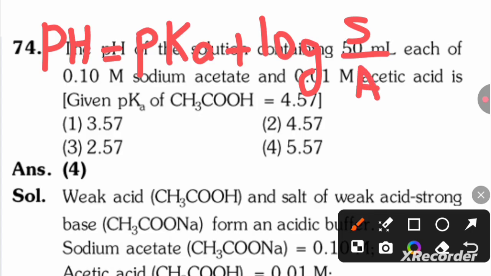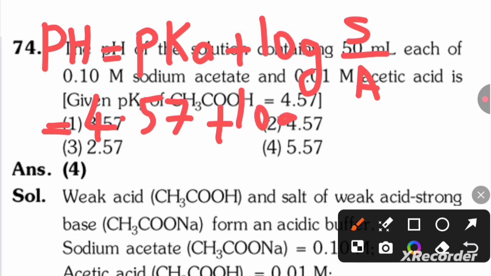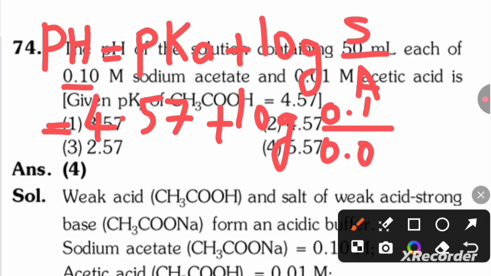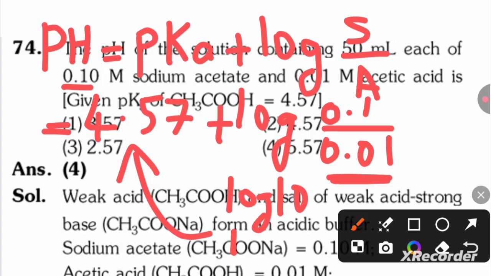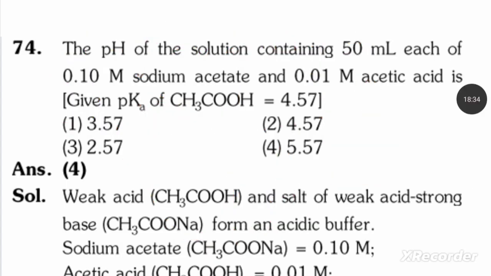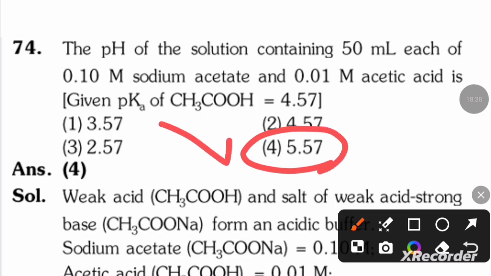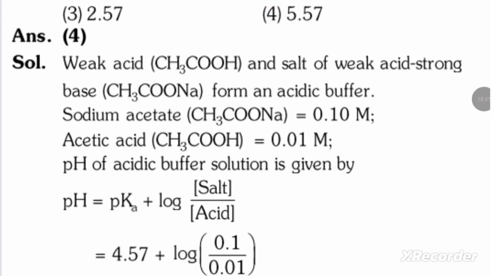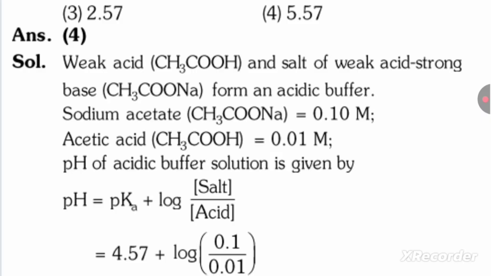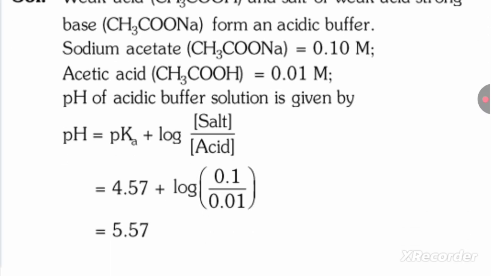The pKa value of acetic acid is given as 4.57, plus log of salt, sodium acetate concentration 0.1, and acetic acid concentration 0.01. When you divide this, you will get log 10, and the log 10 value is 1. When you add this to 4.57, you will get the answer 5.57. So 5.57 is the pH of this case. Acetic acid is a weak acid and sodium acetate is a salt of weak acid and strong base, so both can form an acidic buffer. When you calculate, you will get pH 5.57.